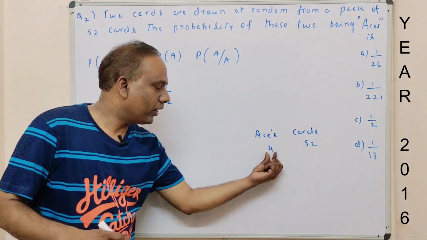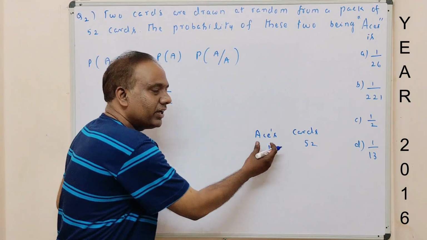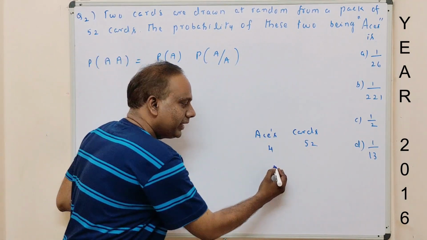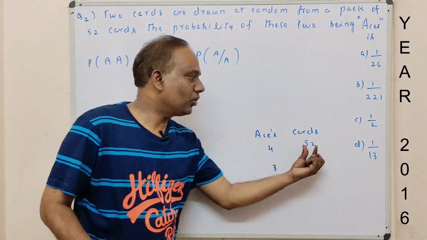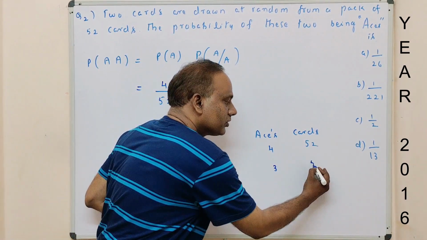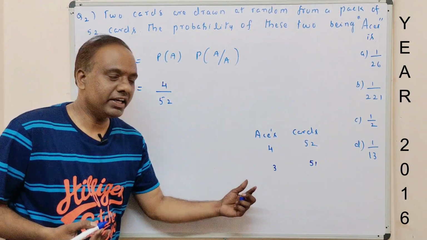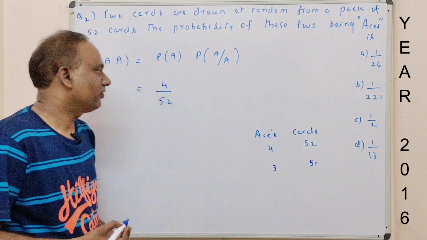So here one card we drew. One card we drew means a total of 1 ace we drew now. So the remaining aces are 3 and total cards are 52. One card we drew means the remaining cards are 51. So the second time, the probability of getting an ace is 3 by 51.